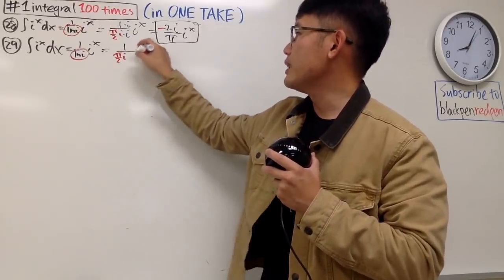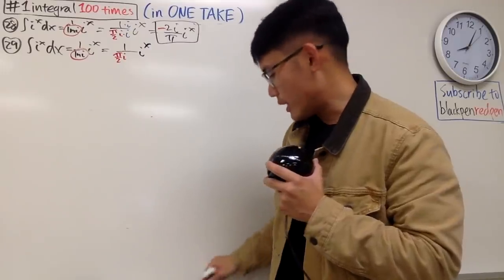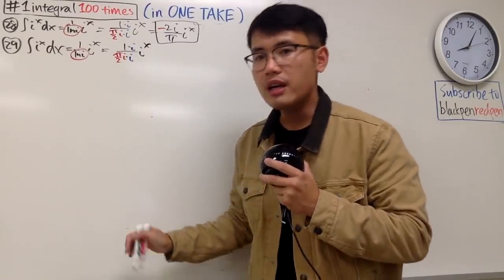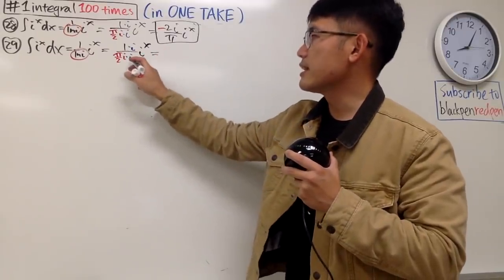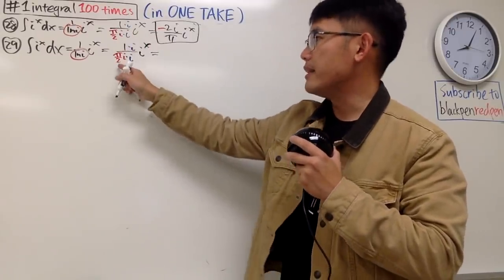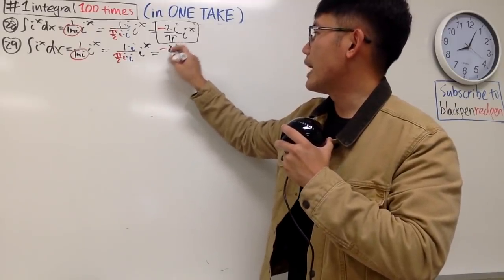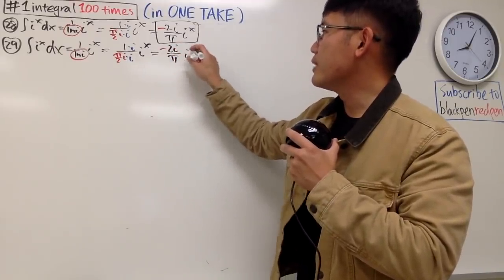And then we have i to the x power like this. And then we have i on the bottom. Let's multiply by i right here and there. So we will see that this is going to give us -1, which we bring to the top. And then this 2, I can also bring that to the top. So we get -2i over pi, and then i to the x power.